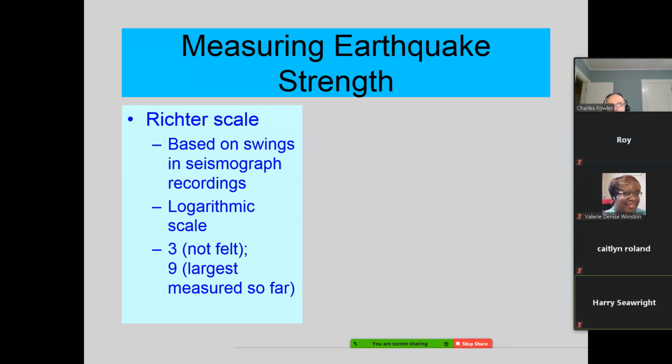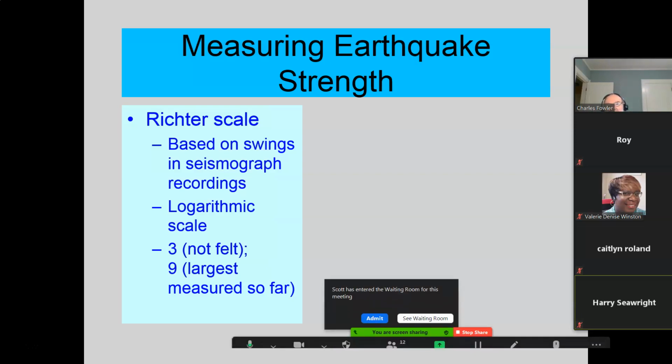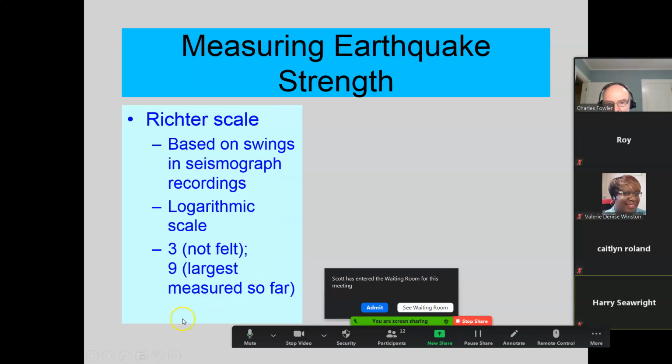And at least one of those 9s was in Alaska, but way back, I'm guessing around the 40s or 50s. And it was in a part of Alaska that was very uninhabited. It did a major amount of damage.